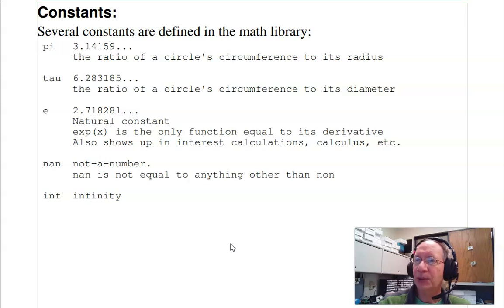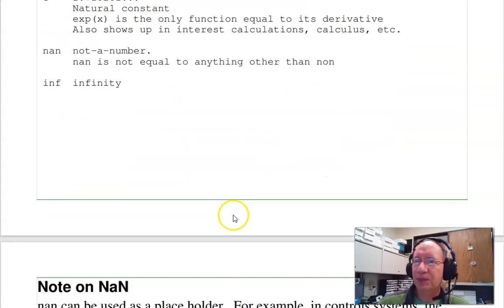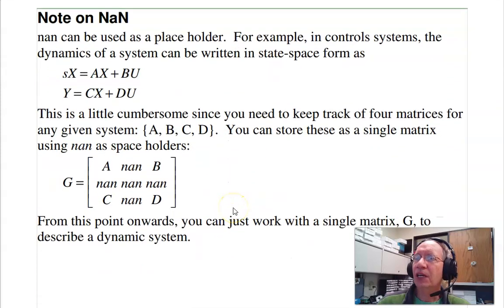NaN is not a number. It's not equal to anything, not even itself. It serves as a placeholder. INF is infinity. A note on not a number.